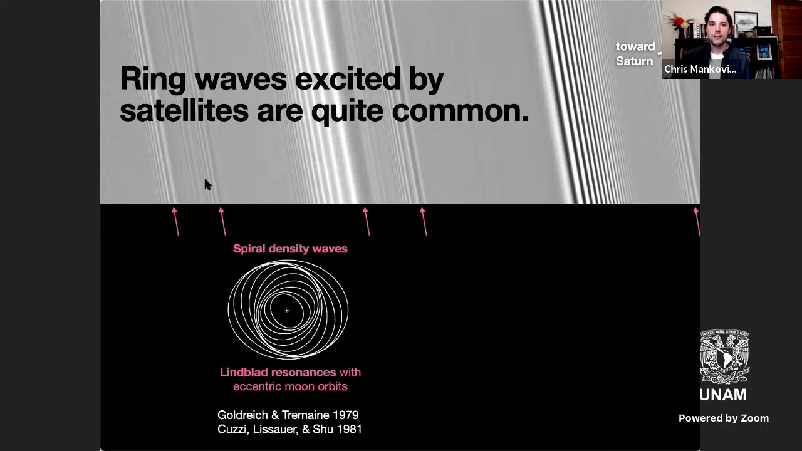These waves can take one of two flavors. These are all waves that are propagating away from Saturn. These are spiral density waves, which are created at what are known as Lindblad resonances with eccentric moon orbits. All that means is that there is some perturbing frequency from an orbiting moon that is giving gravitational pushes and pulls to ring orbits on timescales that are commensurate with the local response frequency of the ring orbit. And so there's some resonance condition, and satellites can create a huge family of resonances. Each satellite can. And so the rings are just full of these things.